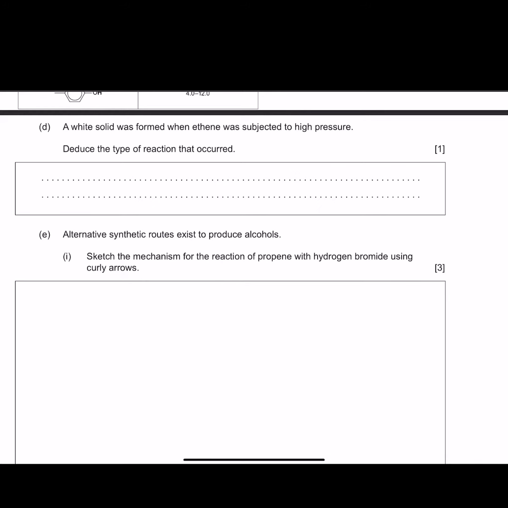A white solid is formed when ethene is subjected to high pressure. Deduce the type of reaction that occurred. So see, we are not putting any reagent, we are just subjecting it to a high pressure, and a solid is getting formed. Obviously, this type of reaction is a polymerization reaction, where polyethene is getting formed. This will be a polymerization reaction.